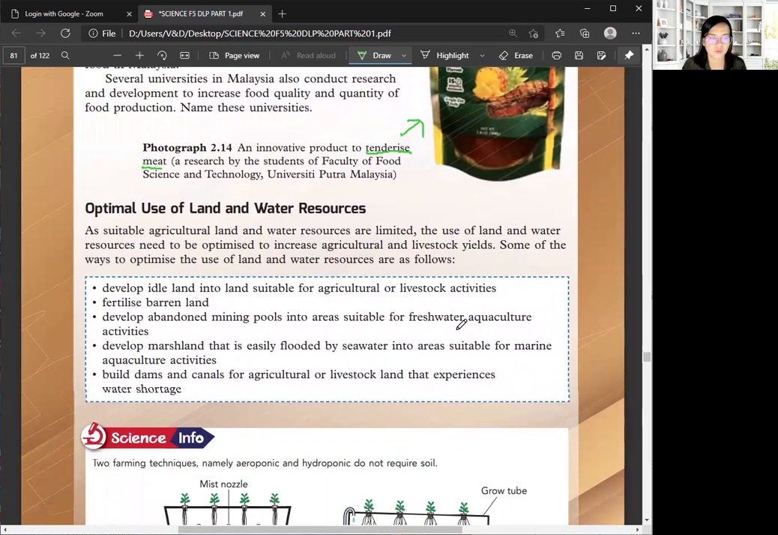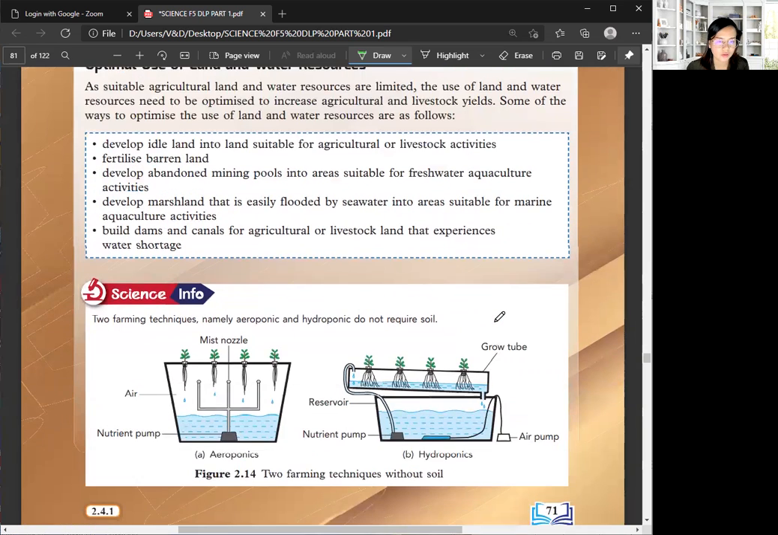Okay, next one is optimal use of land and water resources. As suitable agriculture land and water resources are limited, the use of land and water resources needs to be optimized to increase agriculture and livestock yields. So some of the ways to optimize the use of land and water resources are as follows. The first one, develop idle land into land suitable for agriculture or livestock activities.